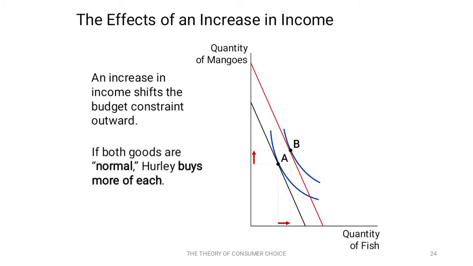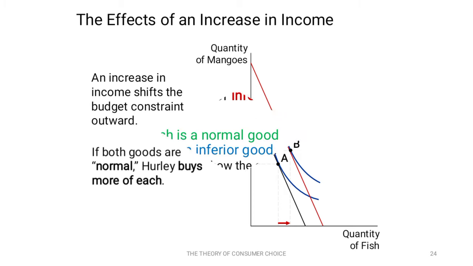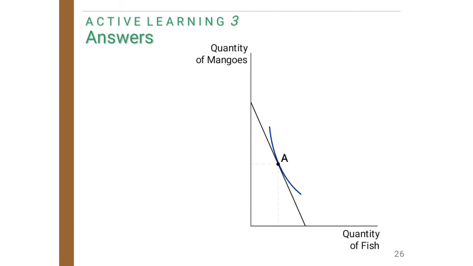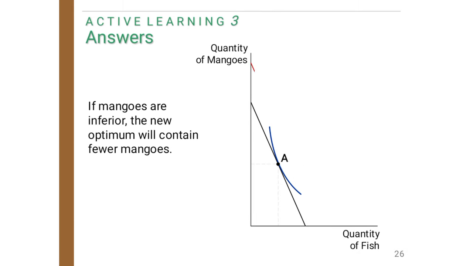But if one is an inferior good and one is a normal good, then there's a difference. An increase in income increases the quantity demanded for normal goods and reduces the quantity demanded for inferior goods. So let's assume fish is a normal good and mangoes are inferior goods. He's going to buy more fish and less mango. So his indifference curve wouldn't be at this point.